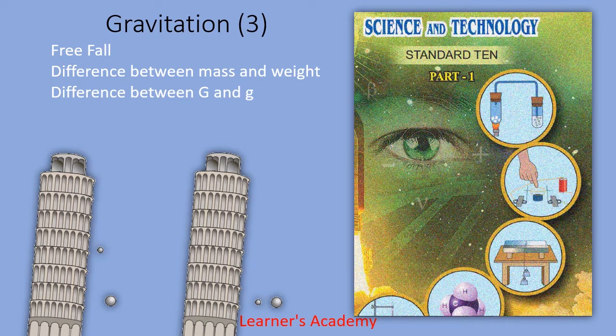In this lecture, we are going to cover free fall, difference between mass and weight, and difference between universal gravitational constant and acceleration due to gravity. Plus, we are going to learn how to calculate velocity and time taken for free fall. And along with that, we are going to cover Galileo's experiment on free fall. So stay focused throughout the session. Let's move on to the chapter now.